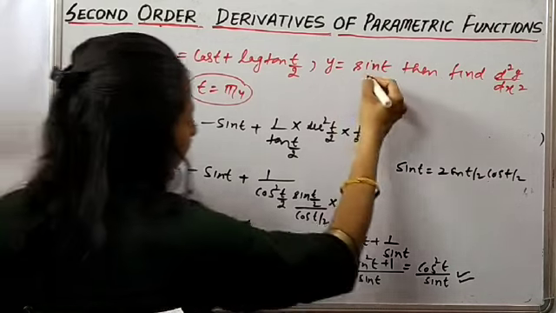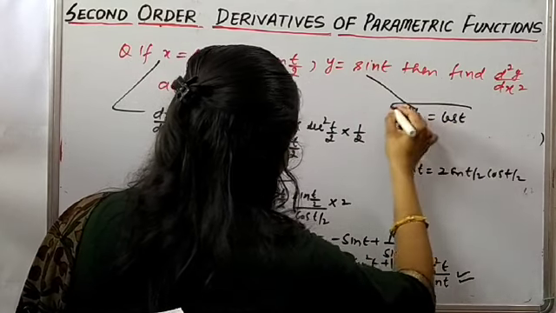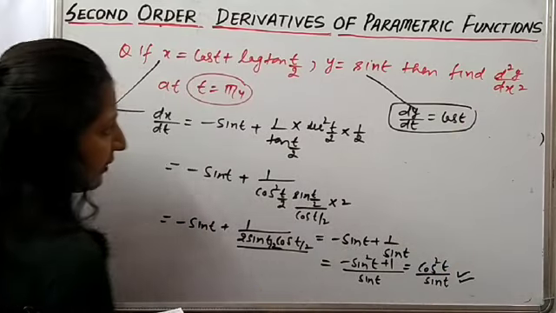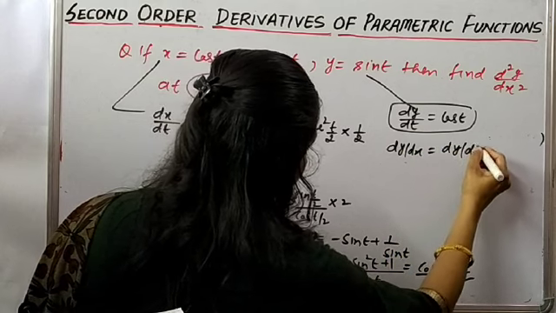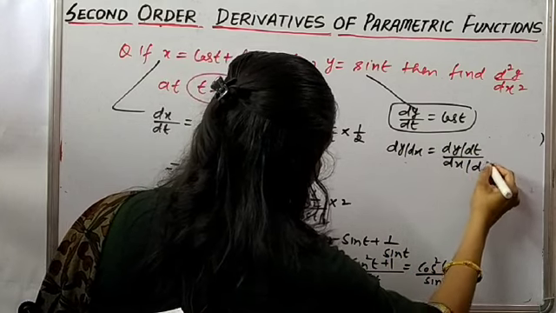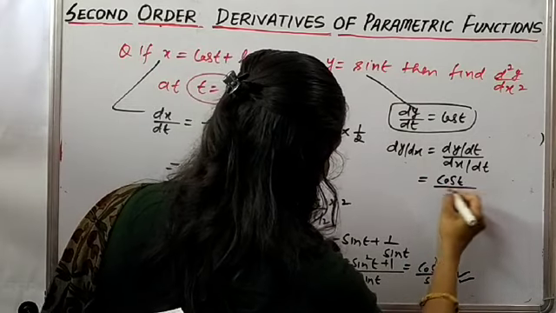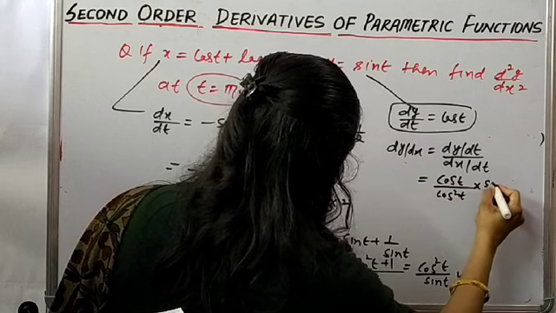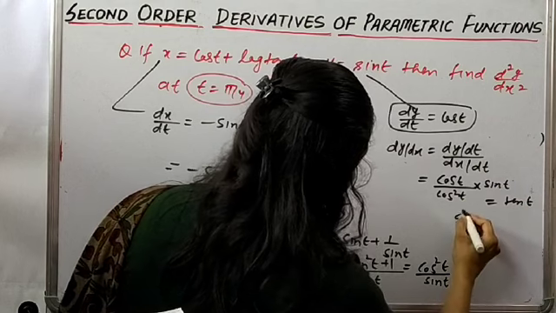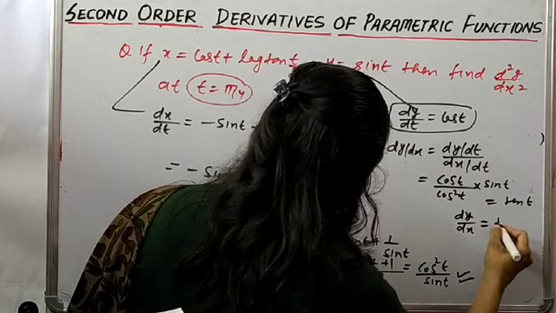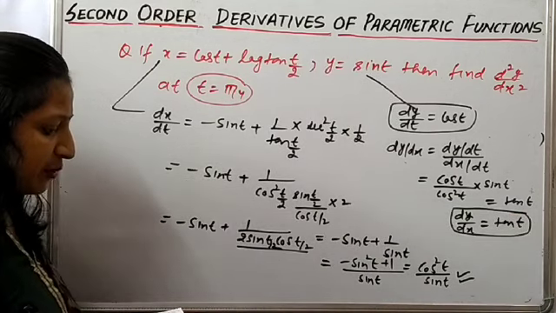Now, from here we will find dy by dt. So dy by dt will be cos t. So we have determined both dx by dt and dy by dt. Now put values in dy by dx, that is dy by dt upon dx by dt. And after substituting we will get cos t upon cos square t into sin t. So it will be sin t upon cos t, so it will be tangent t. So dy by dx is equal to tangent t.